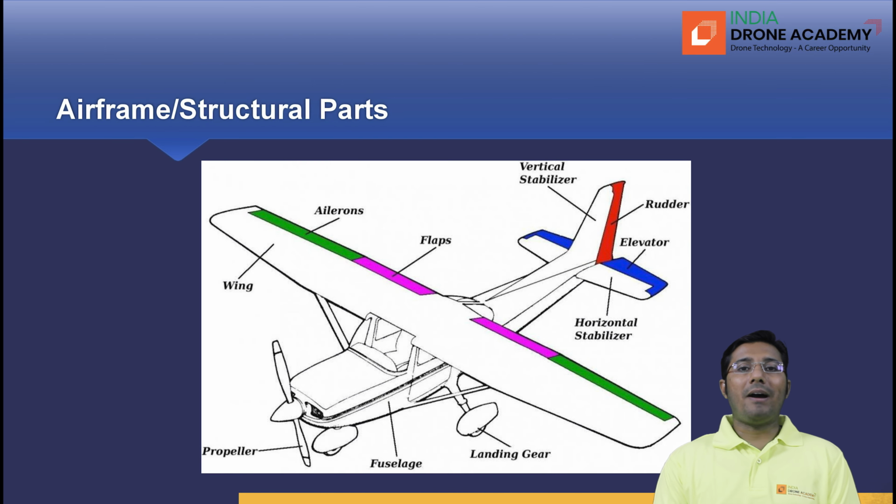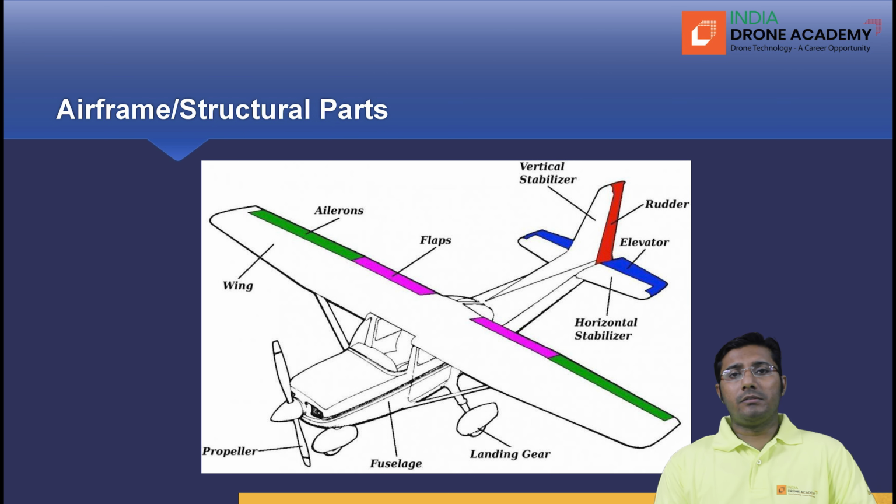Airframe or structural parts. There are various parts from which the entire fixed wing drone is made up. We can see on the screen the important airframe structural parts. We have a propeller which is mounted at the nose of the fuselage, and propeller is mounted on the engine. Engine is shown here at the nose. The propeller is basically an interface between the engine and the aircraft. It converts the engine's rotational motion of the shaft into a thrust.